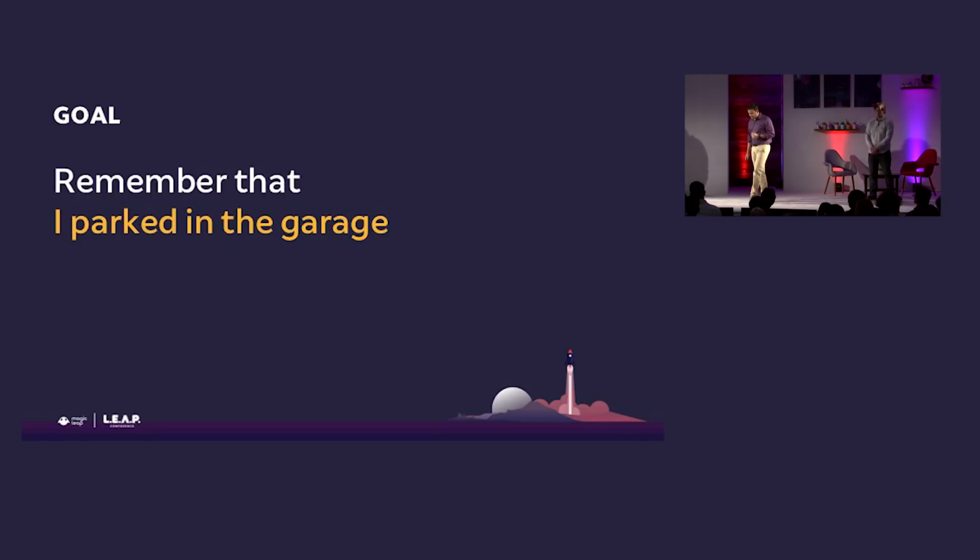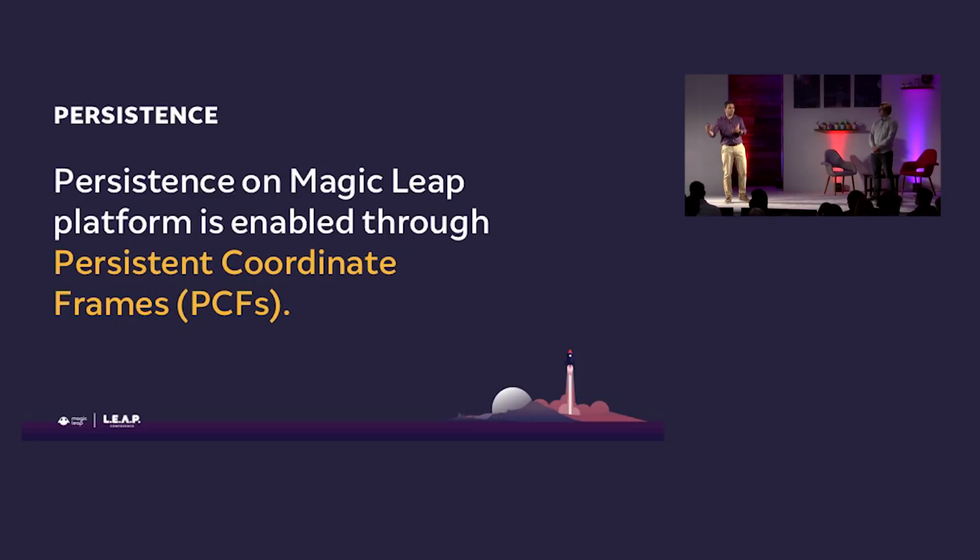So as you saw earlier in the video, we pulled the car into the garage. Now what we want to do is remember or persist the position of both the garage and the car in our room. And we can do that using persistence. Persistence on the Magic Leap platform is enabled through what is known as persistent coordinate frames, or PCFs. So what are PCFs?